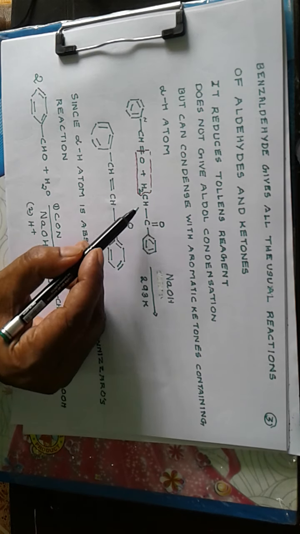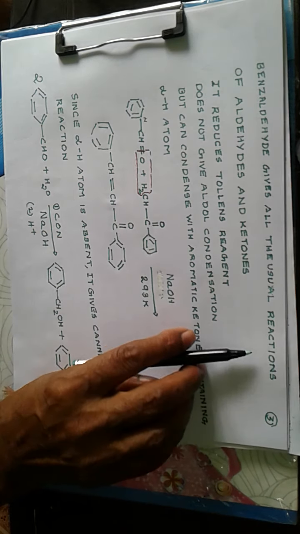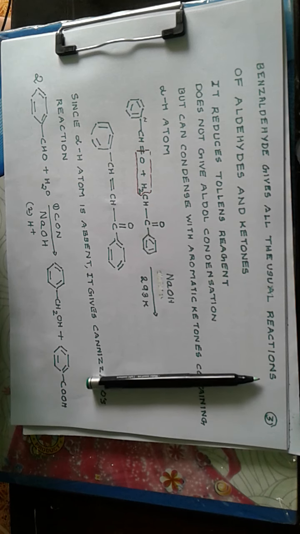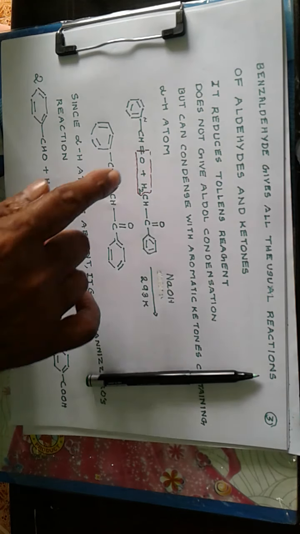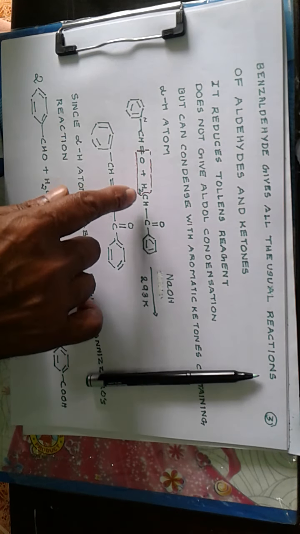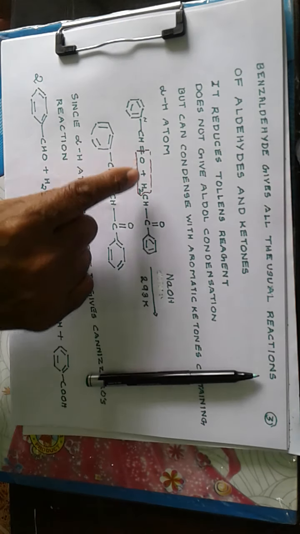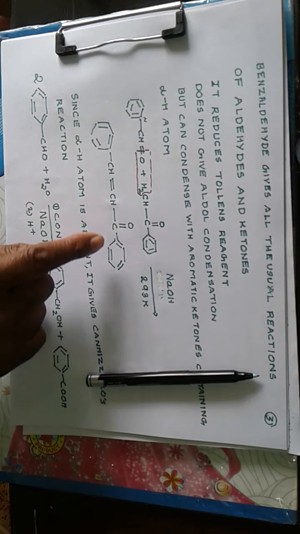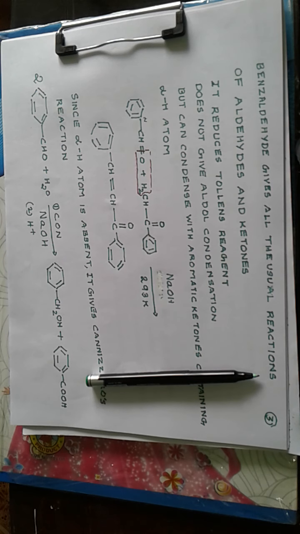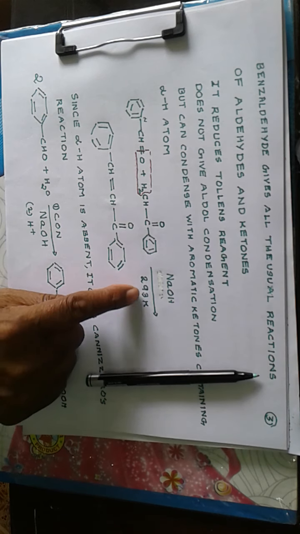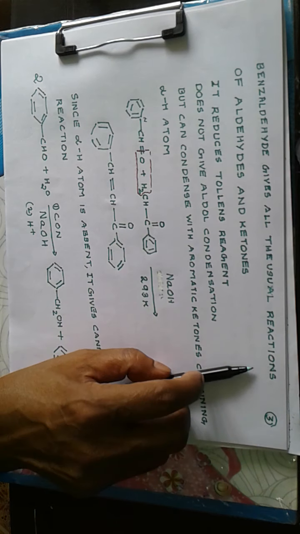Now, if a ketone containing alpha hydrogen atom is there, then the reaction can occur between benzaldehyde and acetophenone. A molecule of water is removed, and then we get an aldol type product, condensation product with sodium hydroxide and a temperature of 293 Kelvin.